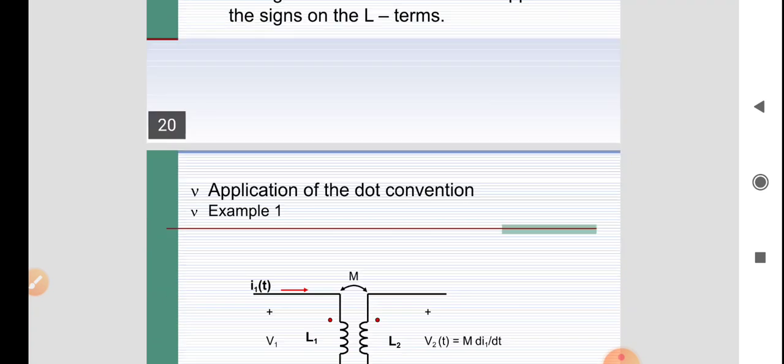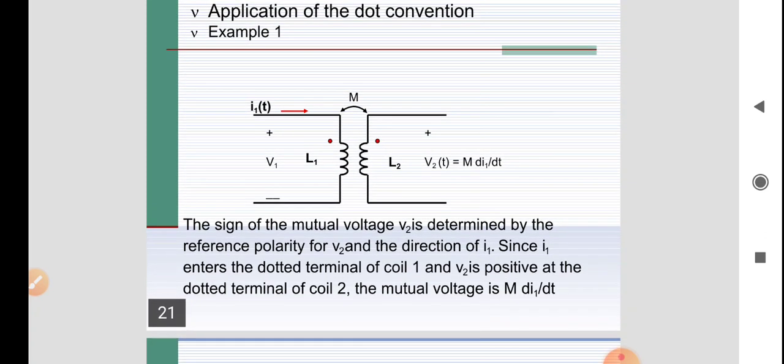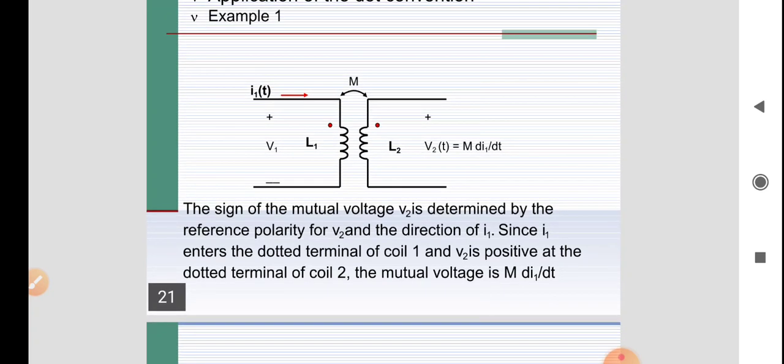Let me take an example for the dot convention. In this example, it consists of two coils, one is L1 and the second one is L2, and the dot is present at L1, that is the first dot followed by the winding. I am assuming that the current I1 is entering. Similarly, I am assuming that the I2 current is also entering. So I1 current is flowing from dot to coil. Similarly, the I2 current is also flowing from dot to coil. So both currents are flowing, dot followed by coil.